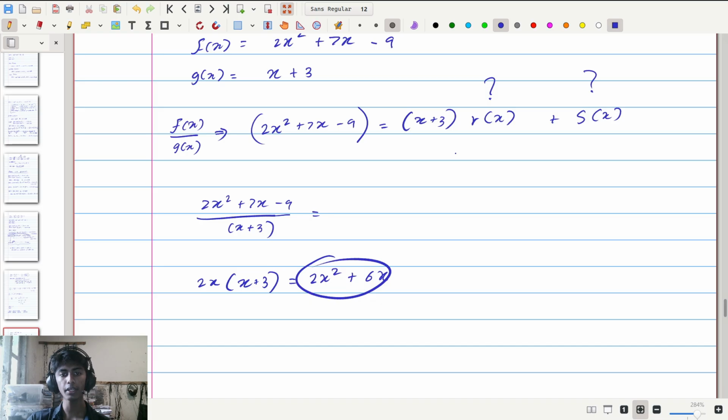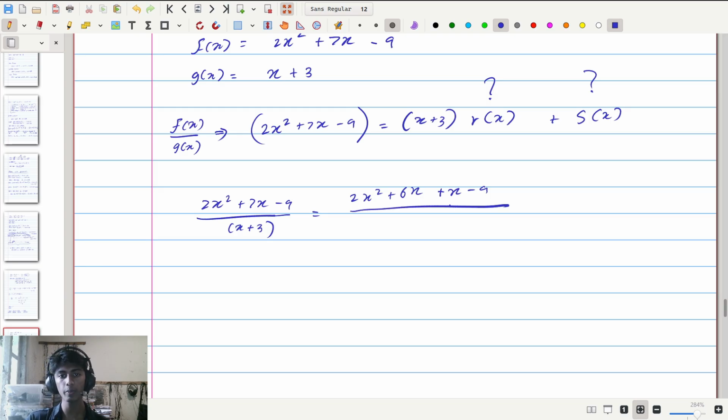So if we can find a 2x squared plus 6x in the numerator, then we can divide that part out as a 2x. We can take this 2x to be part of the quotient. So doing that, we can divide out a 2x squared plus 6x, which would mean we are left with another extra x and a minus 9, and the whole thing needs to be divided by x plus 3.